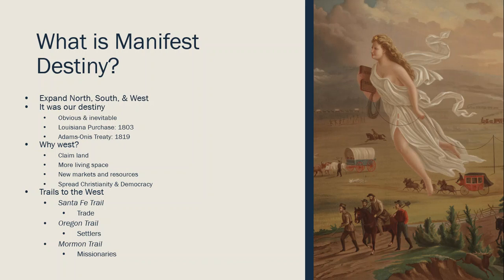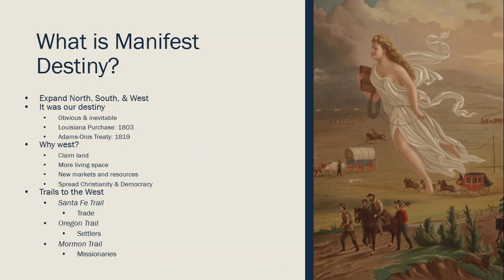So in the Adams-Onis Treaty, Spain, who's lost most of their colonies and are dealing with the turmoil of the Latin American revolutions in South America, decides to give up their claims to Spanish Florida. And so we get Spanish Florida as well as control of the Mississippi River and the port of New Orleans. So now we've kind of finished out our East Coast claims. We need to continue to move west.